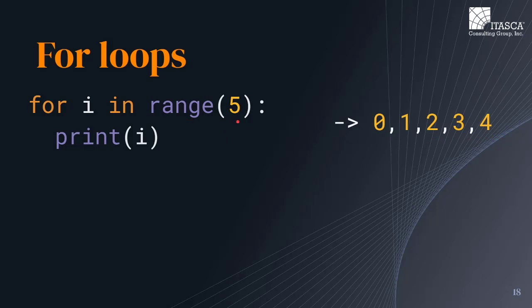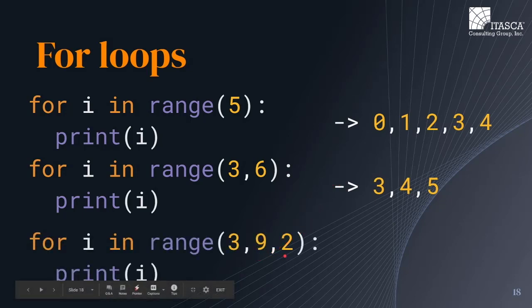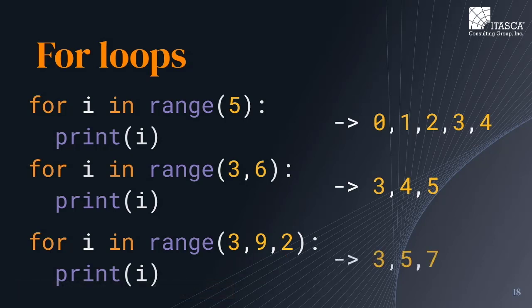Now, these arguments can be made more specific based upon your needs. So for example, if you didn't want your loop variable i to start at 0, you can pass another argument to make it start at a different initial value. So in this case, i will now start at 3 and increase till 6 exclusively. Finally, you can also pass a step argument so as to change the interval by which i increases. So in this case, for example, i begins at 3 and increases with a step of 2 until 9 exclusively. So 3, 5, and 7.